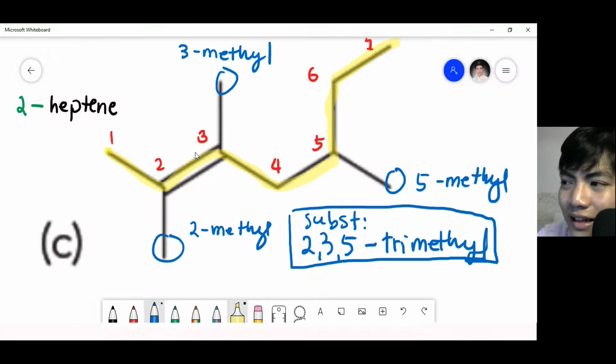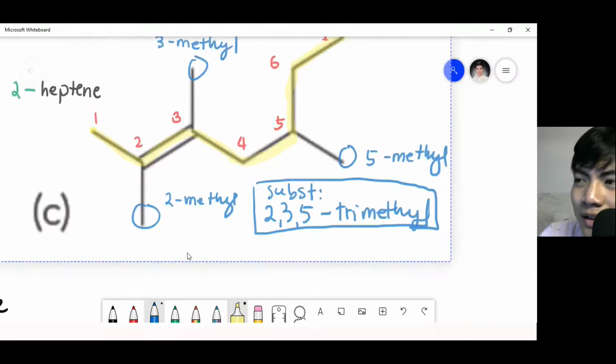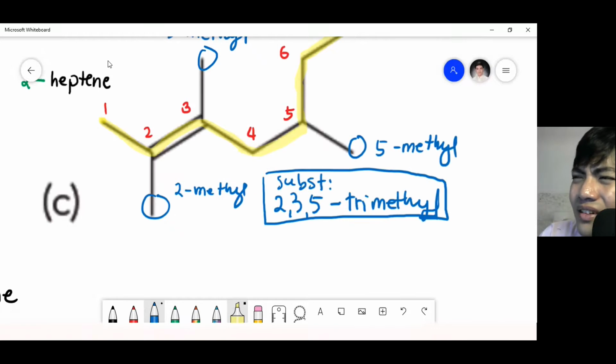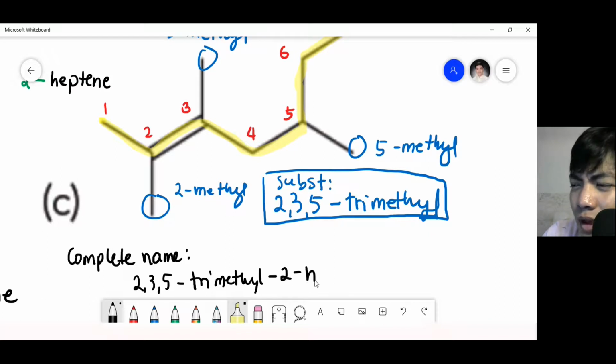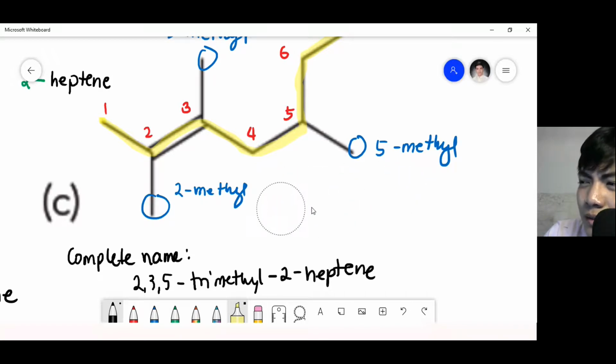So that's not the final answer because we forgot the parent chain. So again, for the parent chain, that should come after the substituent's name. So the complete name will be 2,3,5-trimethyl-2-heptene. Okay, so that will be our final answer.